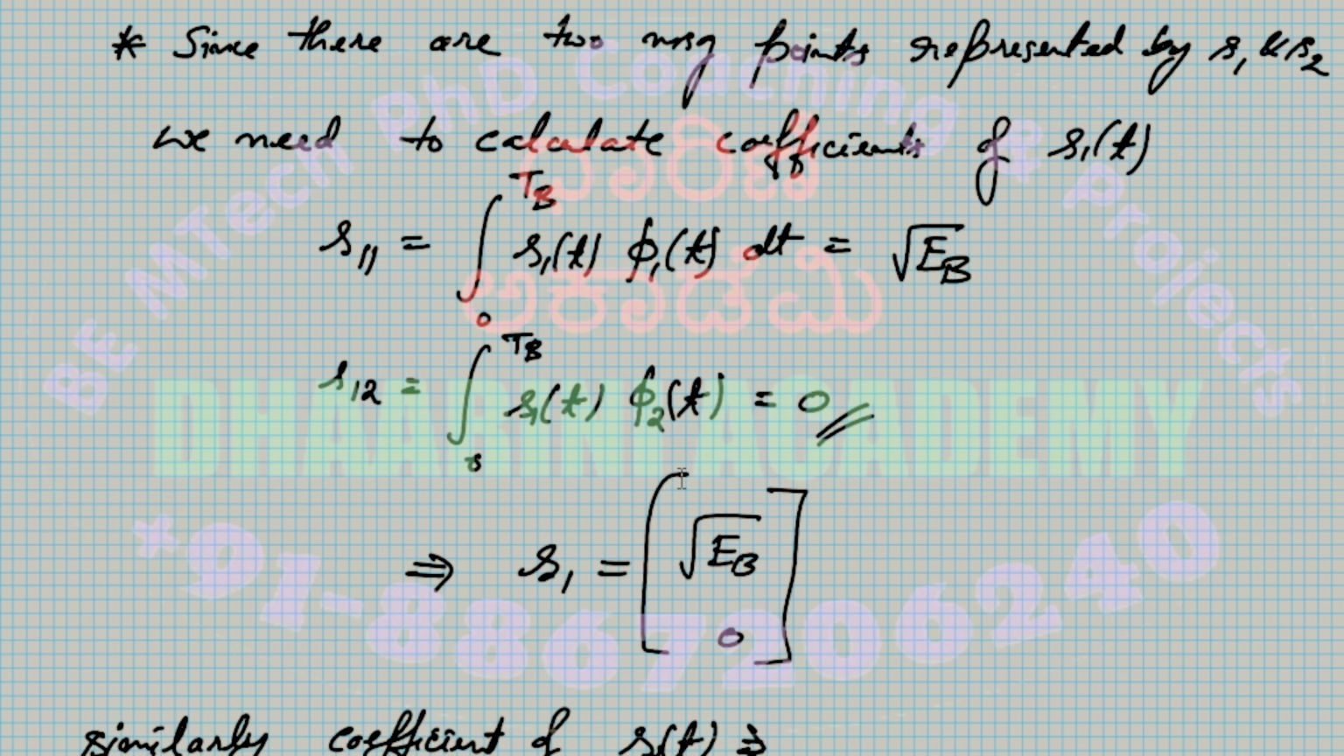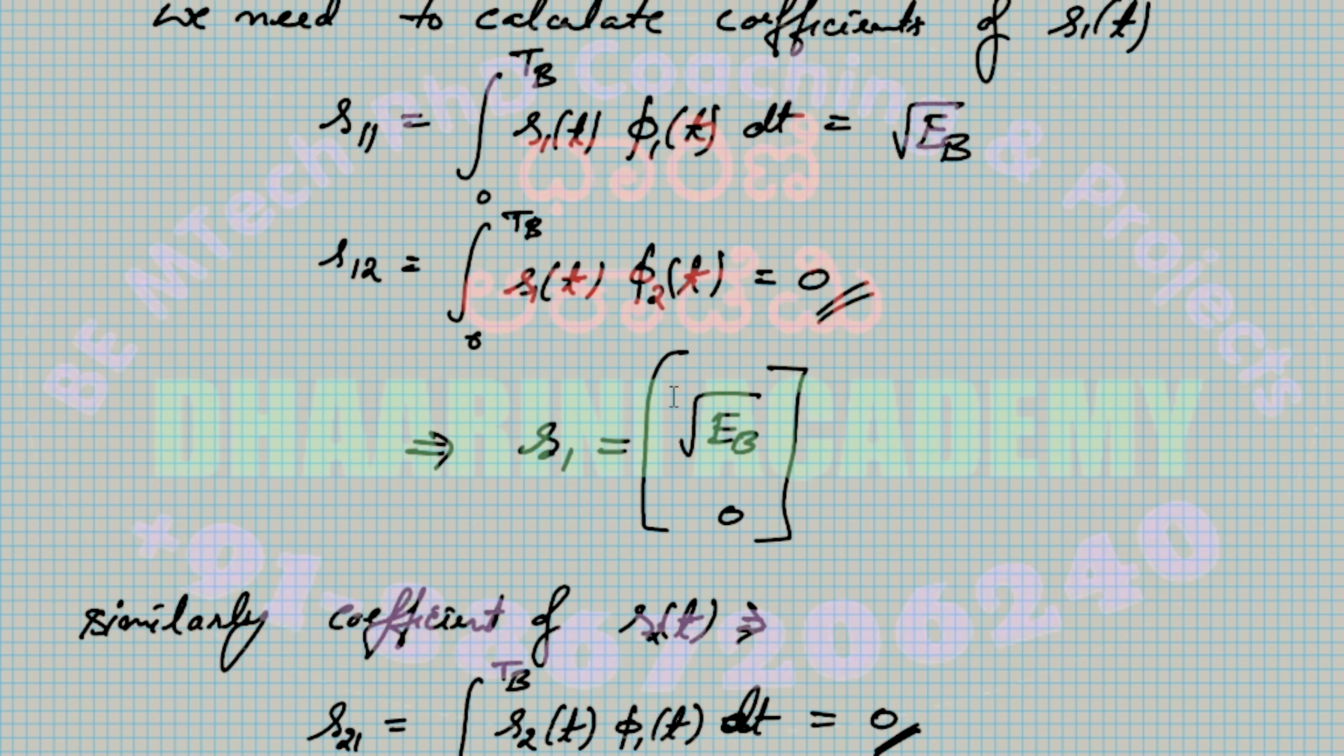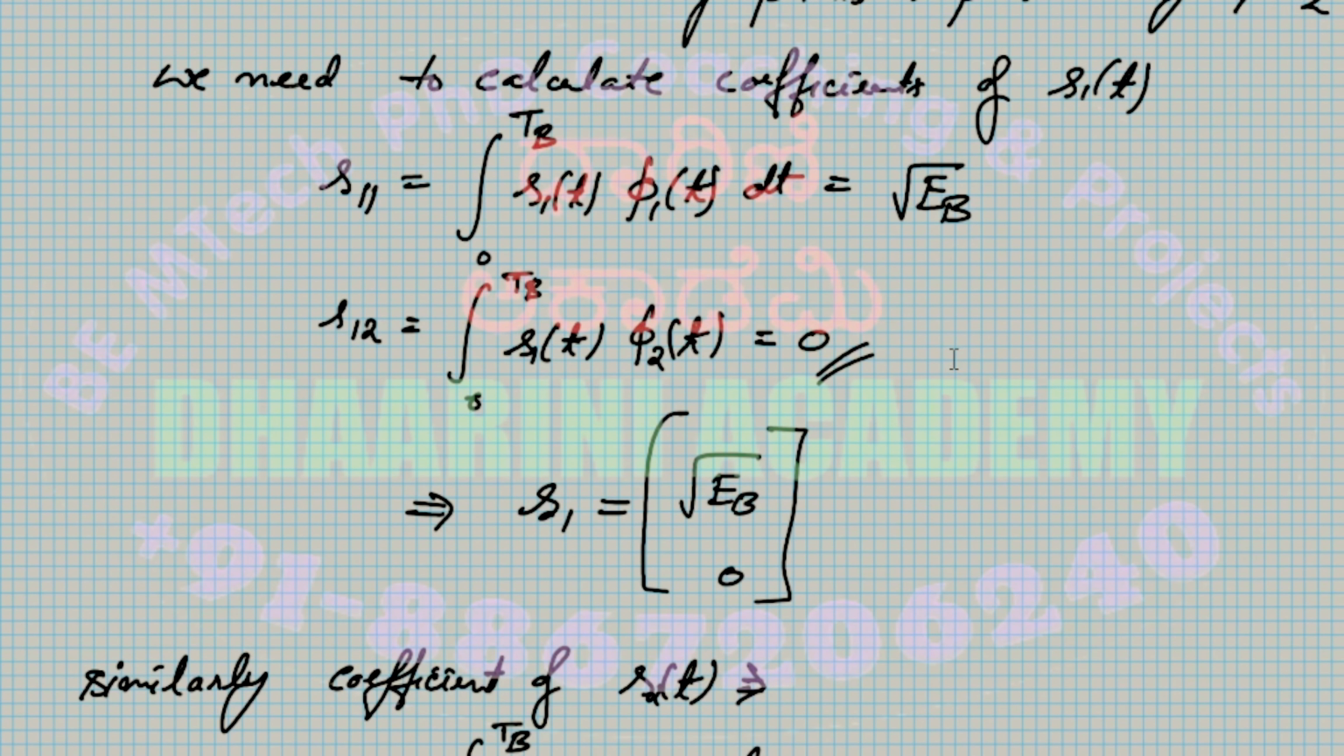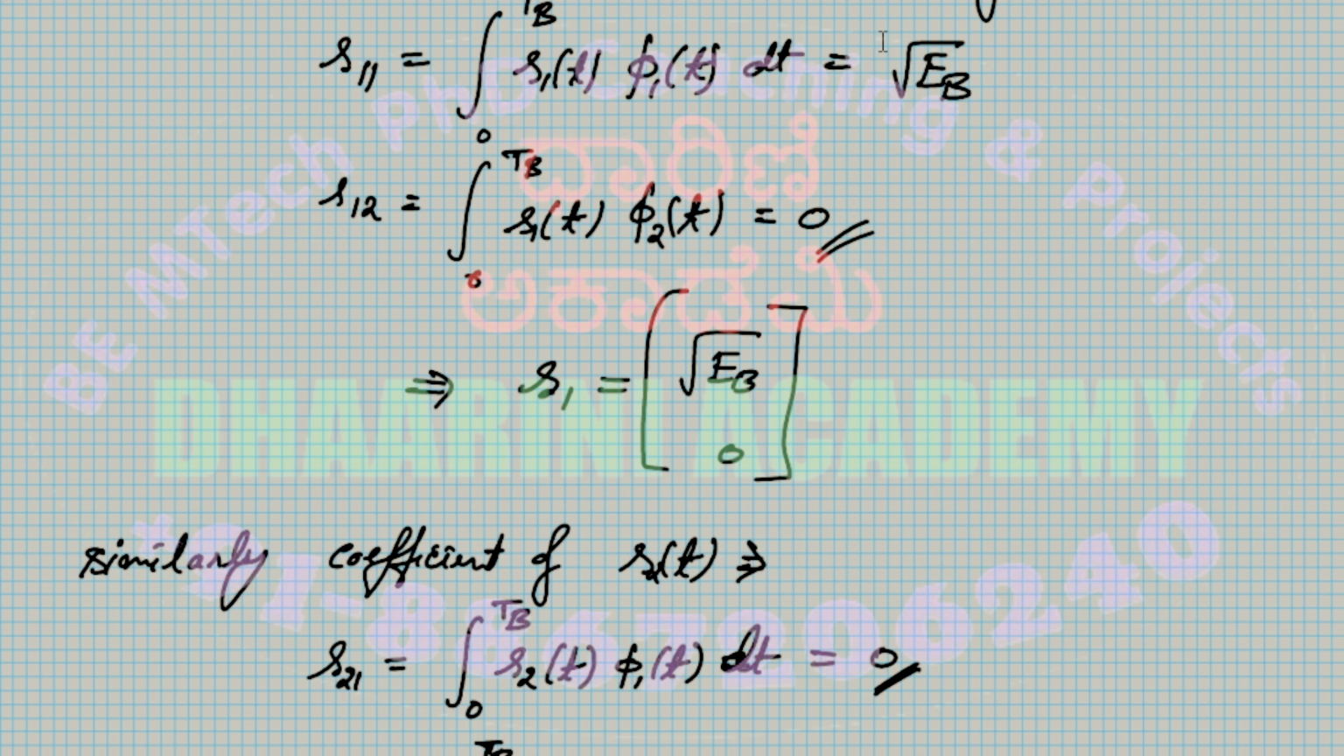So how to calculate that value? Whenever the first symbol S1 has been sent, the representation of that in space is root E_b comma 0. This is how you calculate. S11 is the integration of S1 phi1 dt, which is root E_b. S12 is S1 into phi2. They are orthogonal, in the sense they are in different directions, so you don't have an answer. Yeah, the second one is 0. So this is the x coordinate, this is the y coordinate. So one value along one axis, the second value along the other axis.